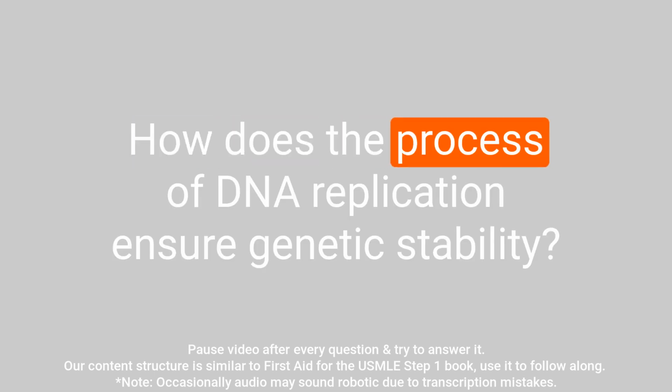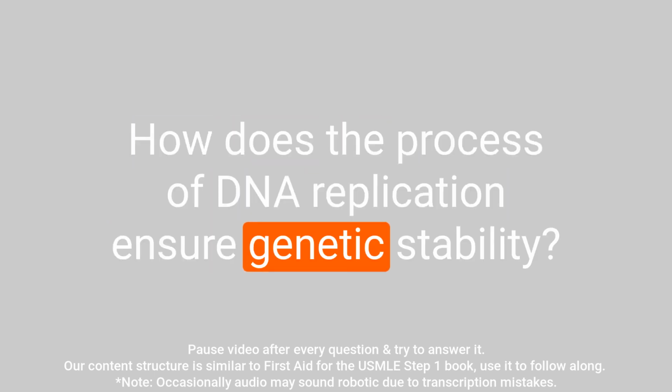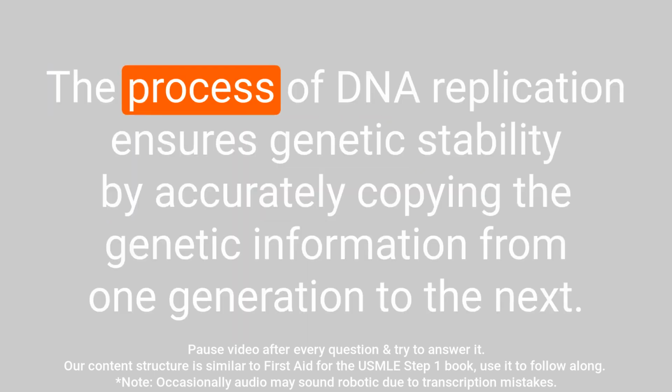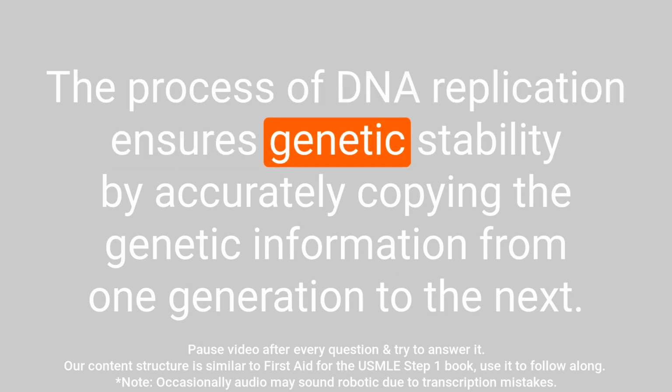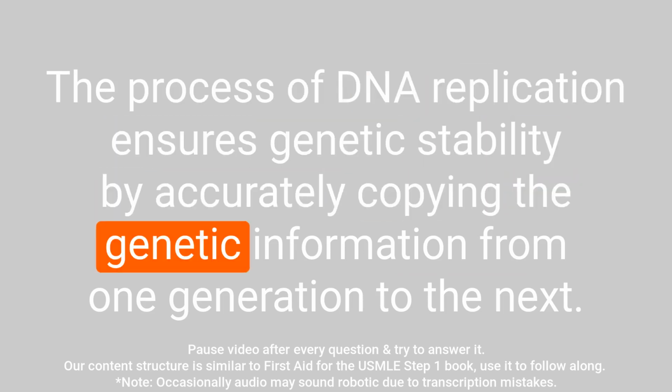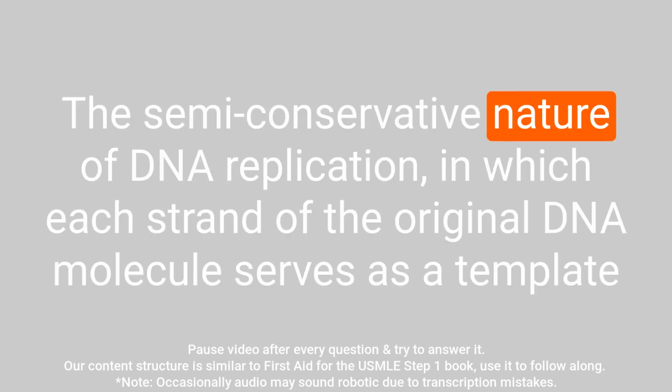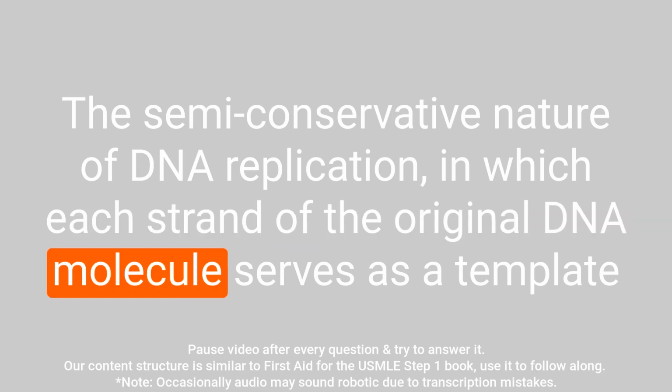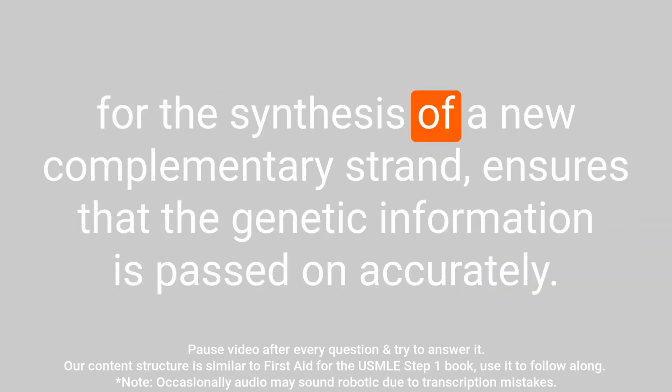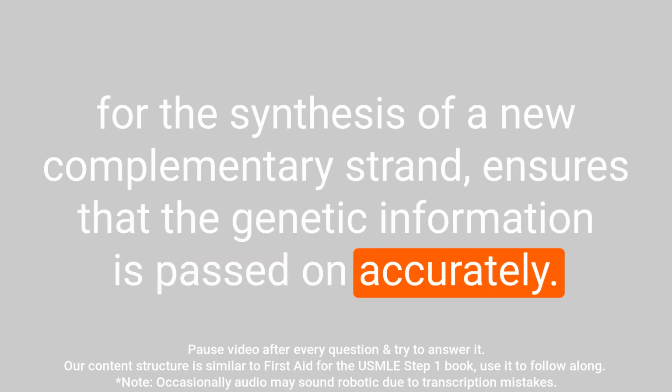Question: How does the process of DNA replication ensure genetic stability? Answer: The process of DNA replication ensures genetic stability by accurately copying the genetic information from one generation to the next. The semiconservative nature of DNA replication, in which each strand of the original DNA molecule serves as a template for the synthesis of a new complementary strand, ensures that the genetic information is passed on accurately.